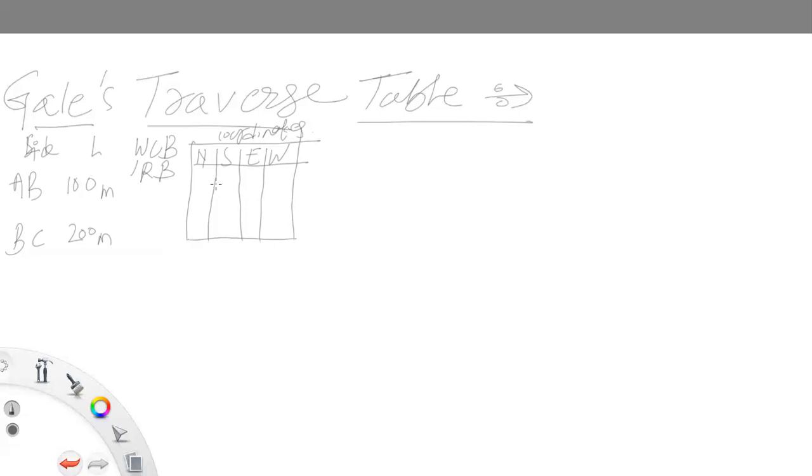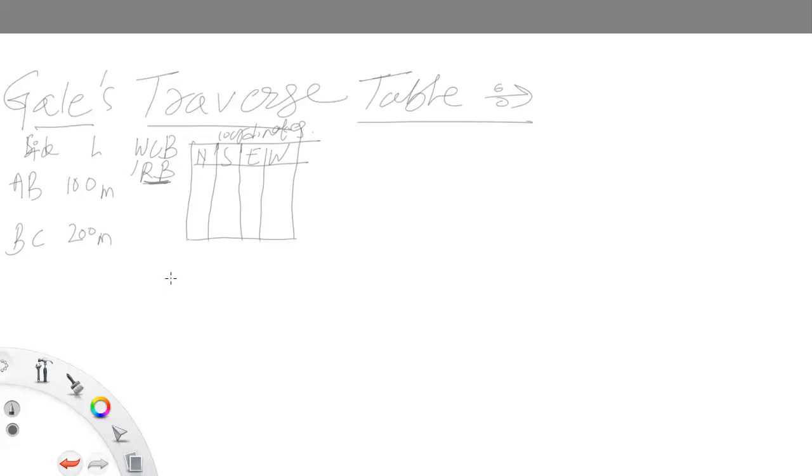Now, what are this north, south, east, and west? Whenever you have the reduced bearing, you will have it as northeast or northwest, southeast or southwest. So the value of latitude you will write in either north or south as per your listing, and the value of departure you will write in east or west as per your listing.